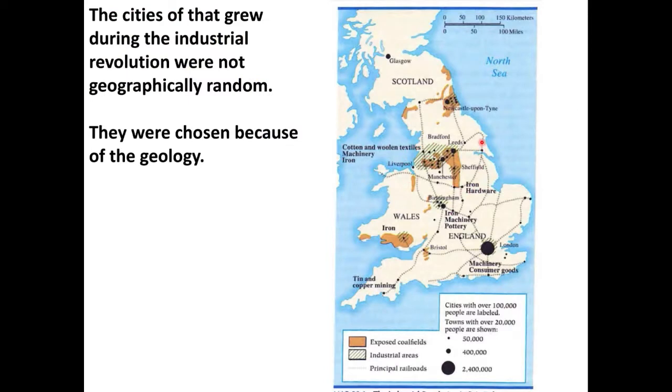So if we focus in here on the area in central England, here's Liverpool, here's Manchester, here's Newcastle upon Tyne. All of the brown are coal that you would trip over, and all of the black are the cities that grew during the Industrial Revolution because factories could be built close to the source of coal, meaning that geology played an incredibly important role in why cities in England developed where they did.